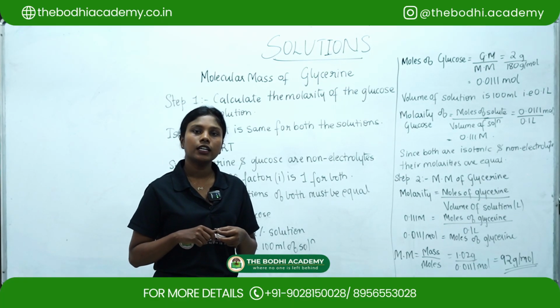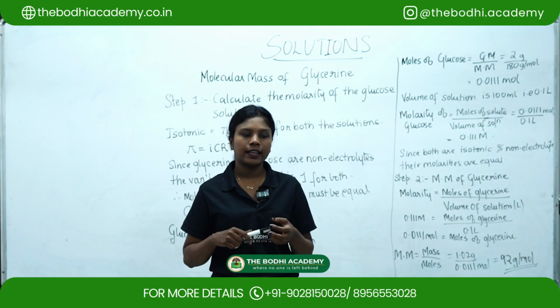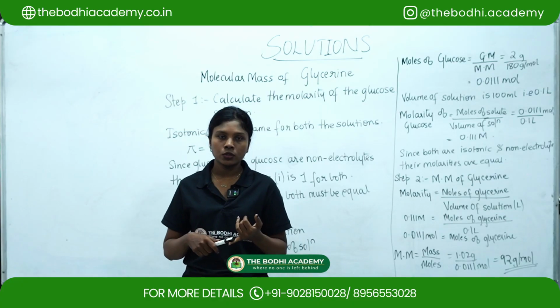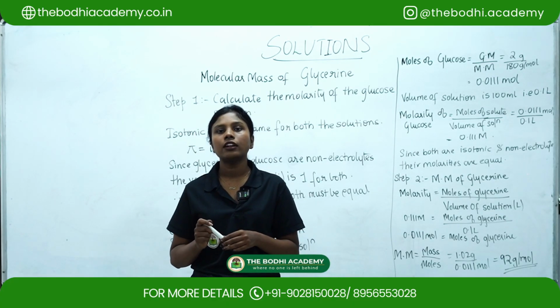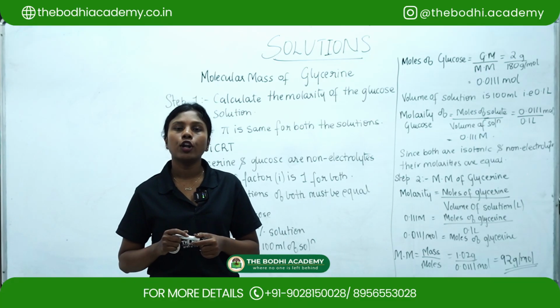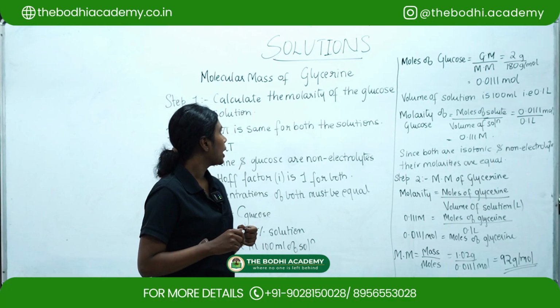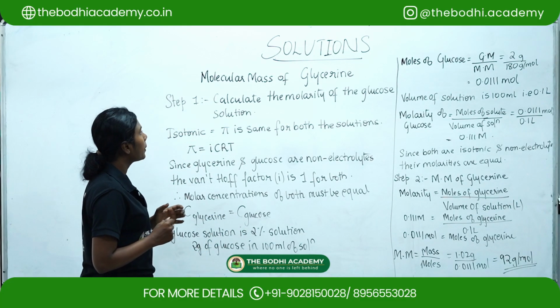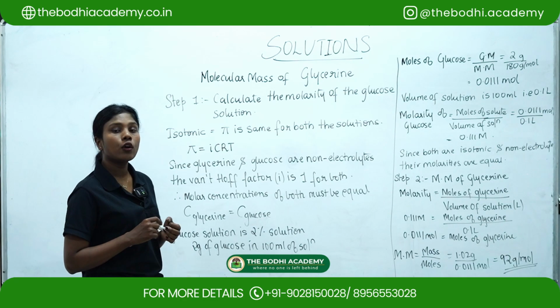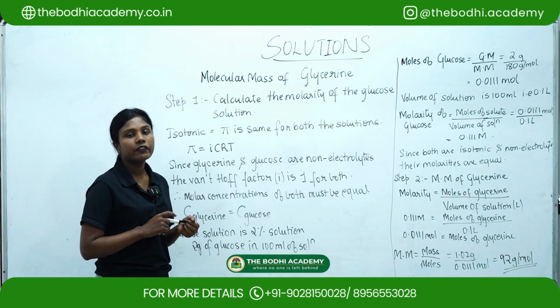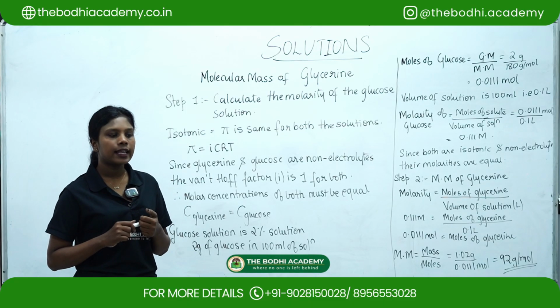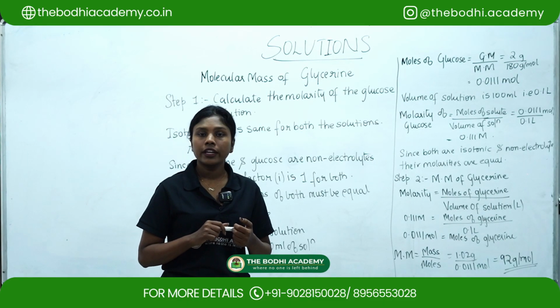So there is basically a solution that is present. In that there are two things: a glucose solution as well as a glycerin solution that is added. From that we only have to find the molecular mass of glycerin. To begin with, we start by calculating the molarity of the glucose solution. Now in this question something very important is given: it reads that it is an isotonic solution.